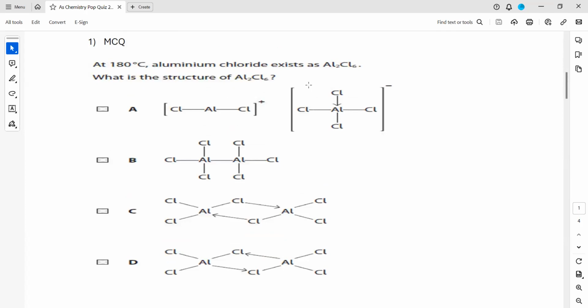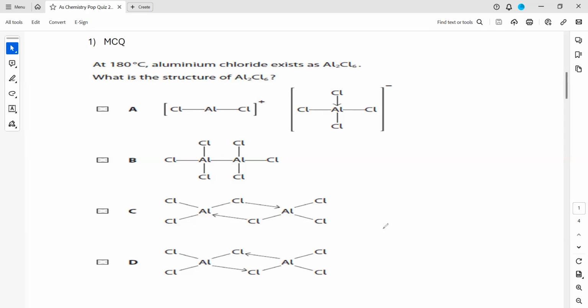At 180, aluminium chloride exists as Al2Cl6. What is the structure? So what will be the structure of this compound? It will have a dative bonding. So which one is representing the correct dative bonding here?